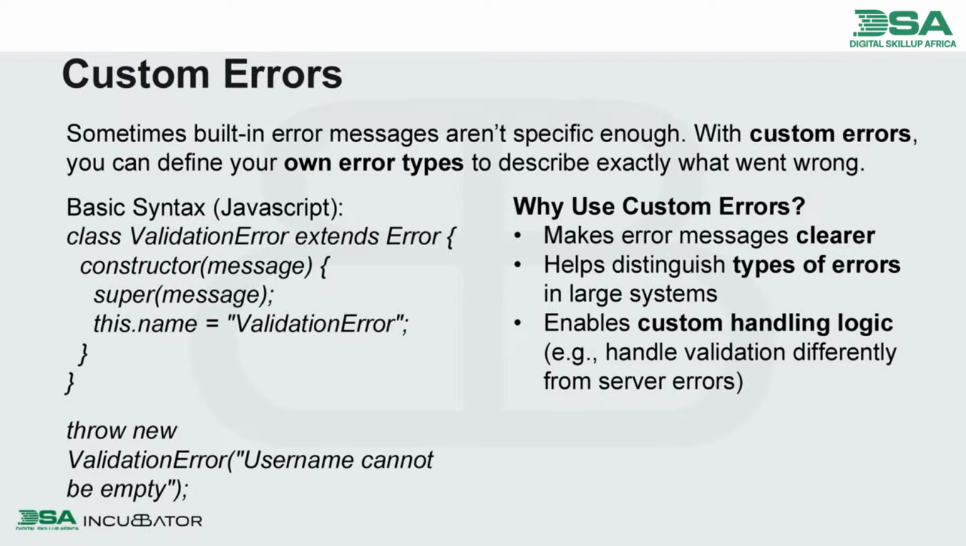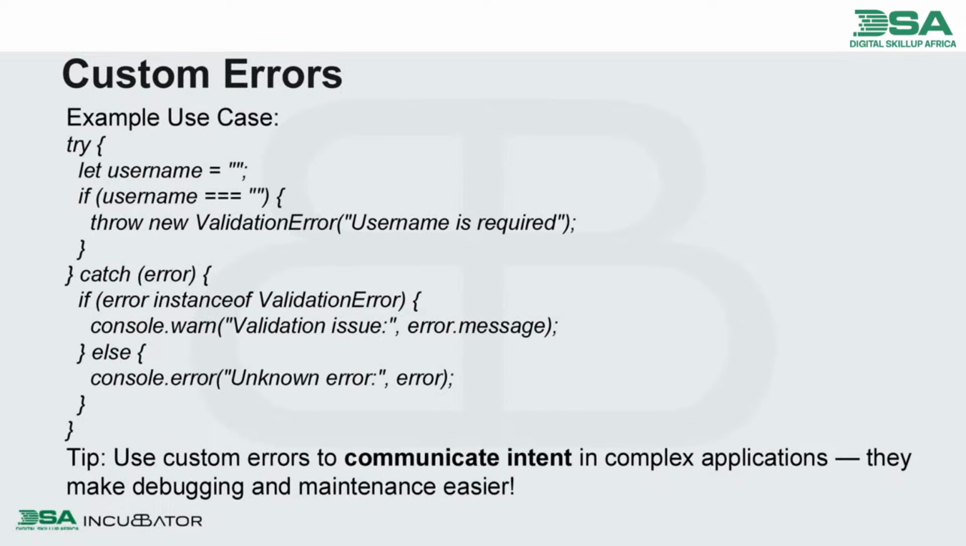It makes error messages clearer, helps distinguish types of error in a large system, and enables custom handling logic. You can handle several types of error. For instance, let's say somebody is trying to log in to your system. It might be that the person is not in the system at all, or it's a case of wrong password or wrong email. Depending on the kind of error coming in, maybe it's invalid input or an authorization error, so you can create your own unique error object. When you explore more on this, you will get to understand how it works.